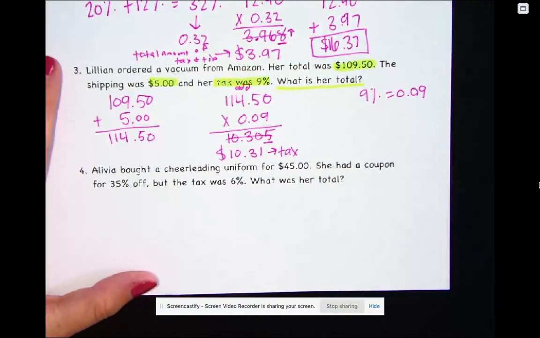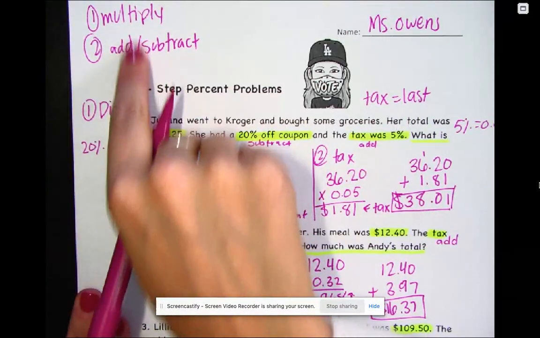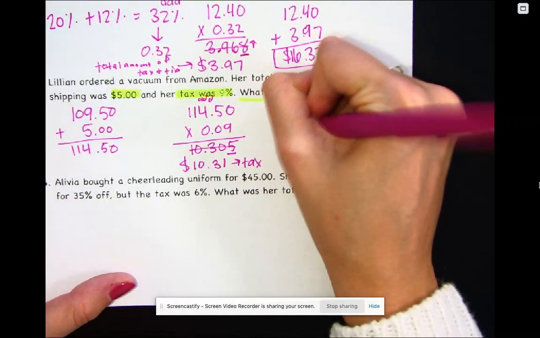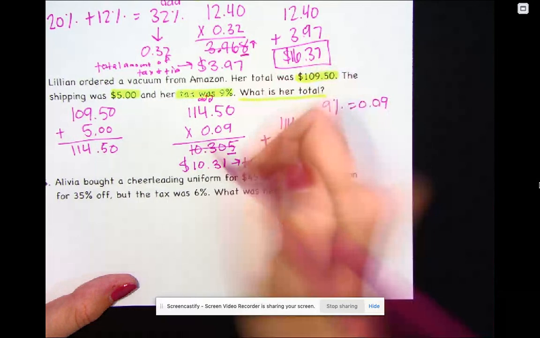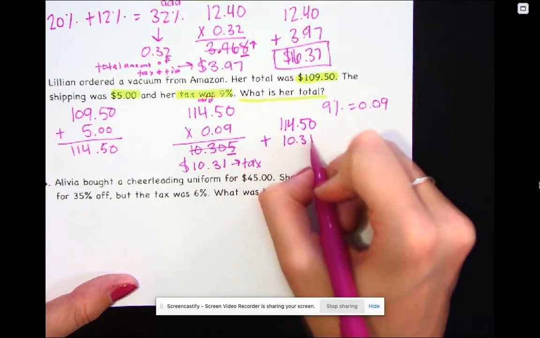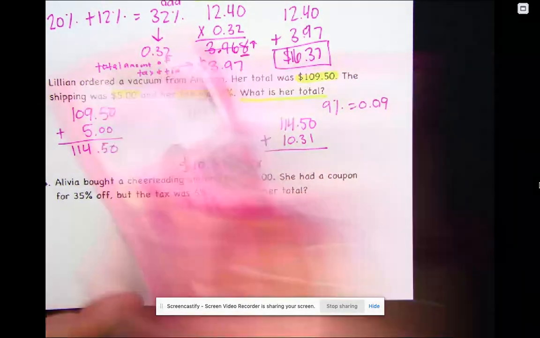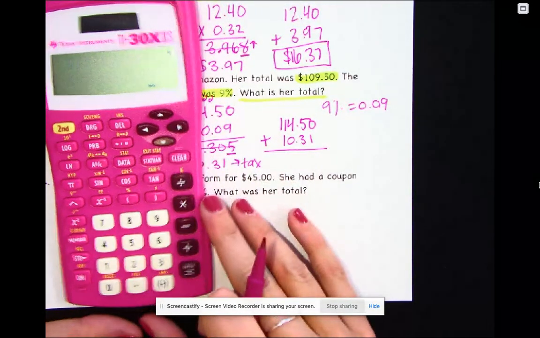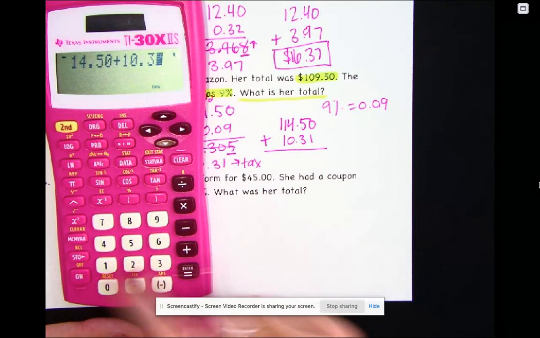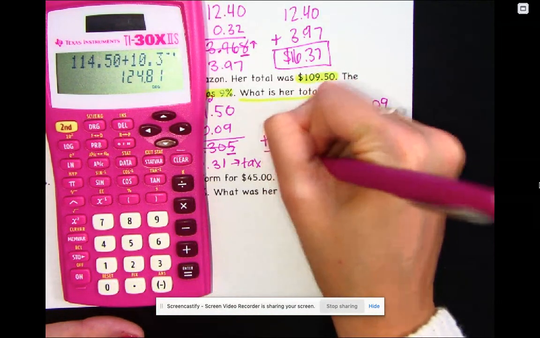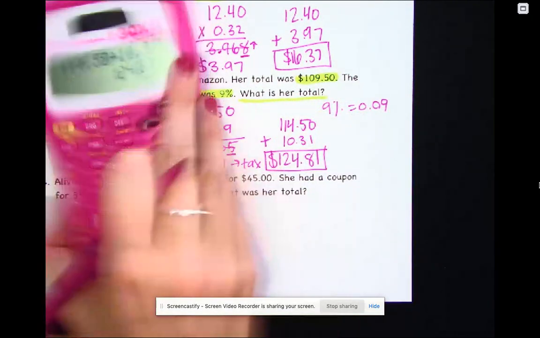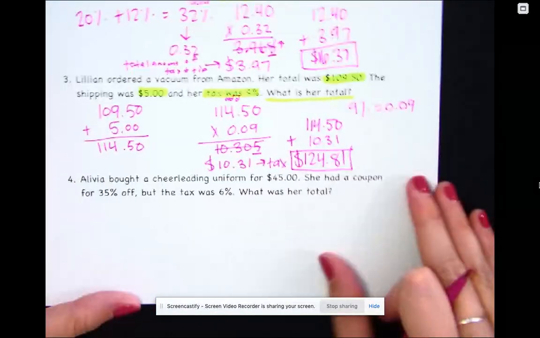Okay, so with that, remember up here we said multiply, then add or subtract. We multiplied, so now we have to take our total and add, because that's what we know tax is. We're going to add that $10.31. So again, here's my calculator. 114.50 plus 10.31 is going to give us $124.81 for the vacuum plus shipping.